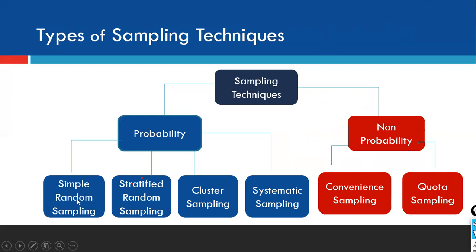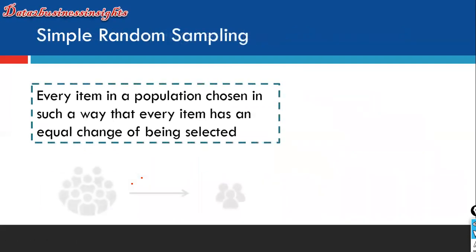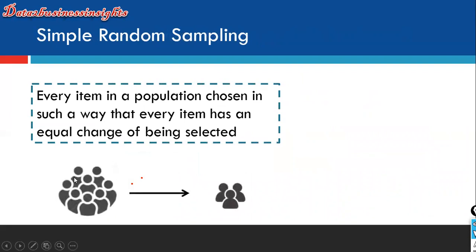We will start with understanding the commonly used sampling technique called SRS, simple random sampling. What is simple random sampling? Look at this, this is my population.